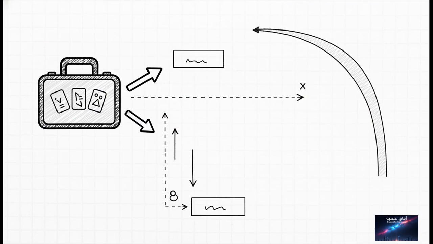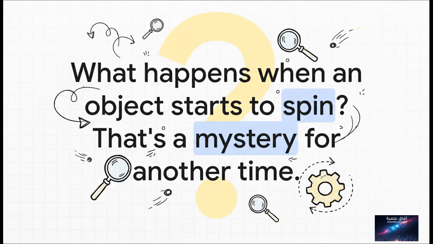Isn't that amazing? We don't need a bigger, more complicated toolkit. Those same 4 essential tools that we started with are powerful enough to describe the graceful, complex arc of a projectile. We just have to use them twice. So, we've cracked straight-line motion, we've cracked motion through the air, we've built an incredible foundation. But the mystery doesn't end here, because things don't just move from point A to point B. What about rotation? What happens when an object starts to spin? Well, that's a whole other mystery for another time.